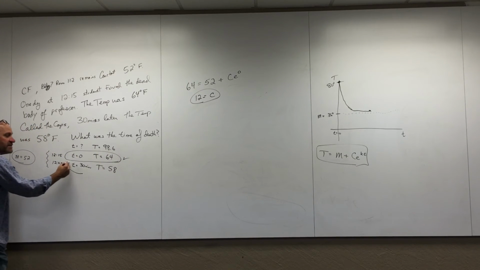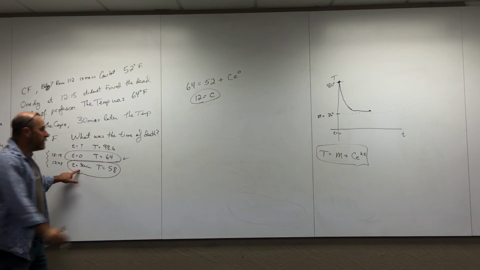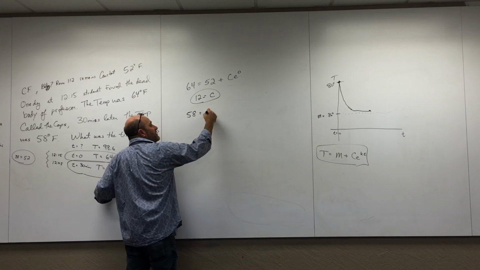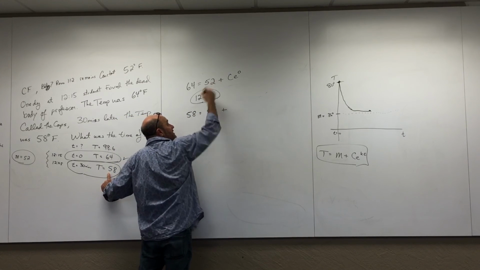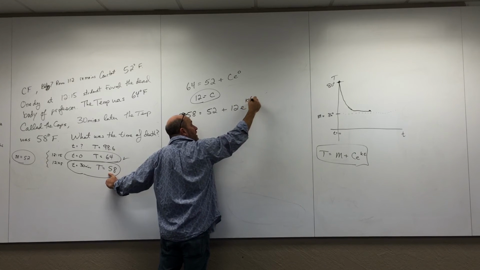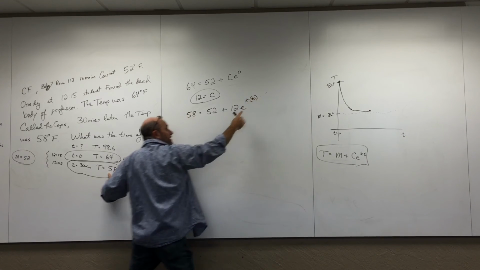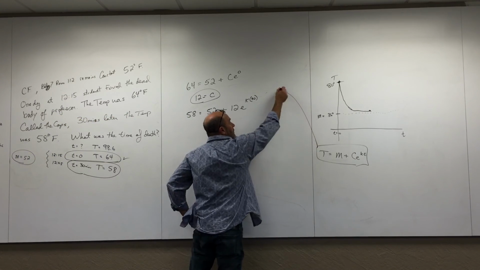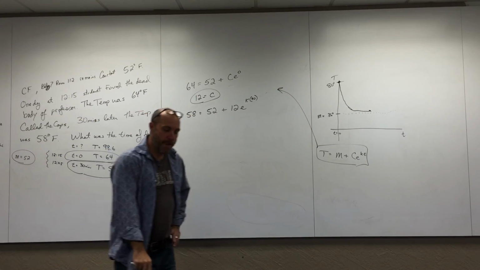I think this next piece of information will help me find K. All right, here we go. Let's see, 58 is the temperature of the body. 52 is M. C is 12. E to the K, I don't know K, but I'm going to plug in 30 minutes. Again, it's that formula.